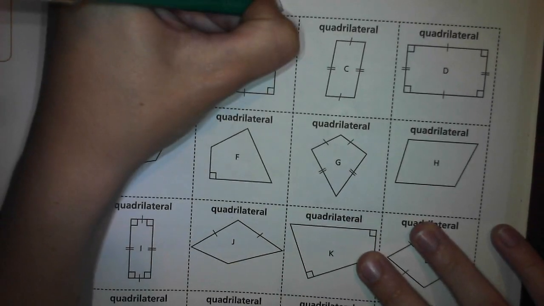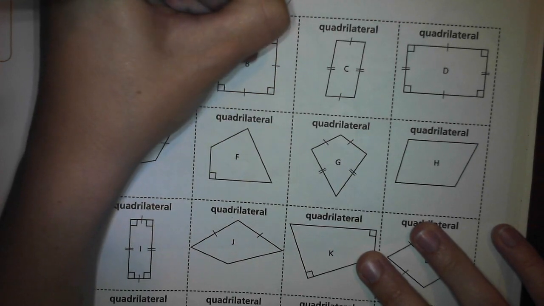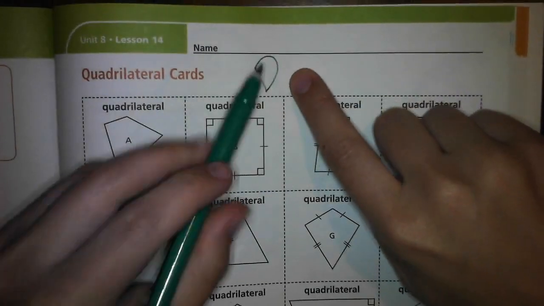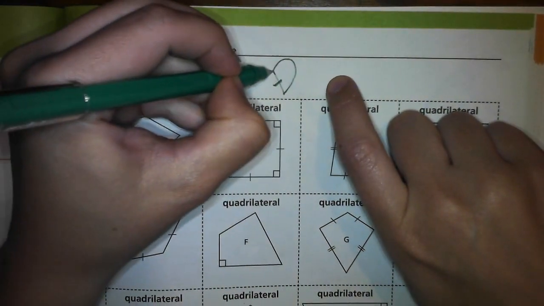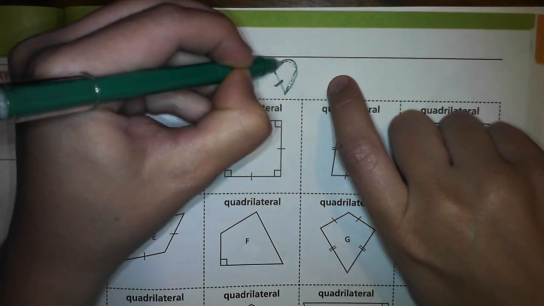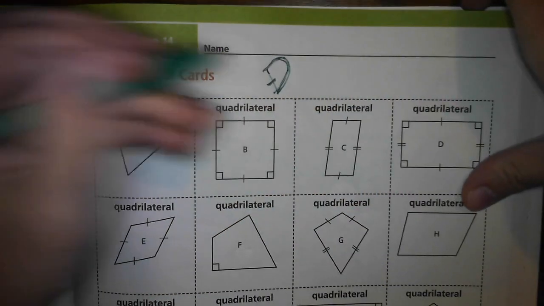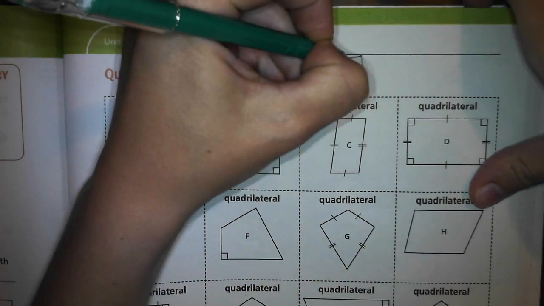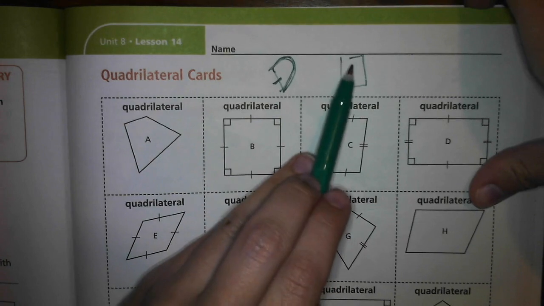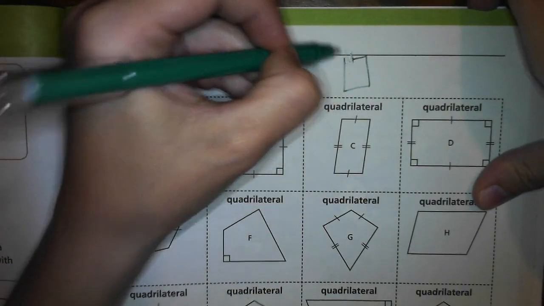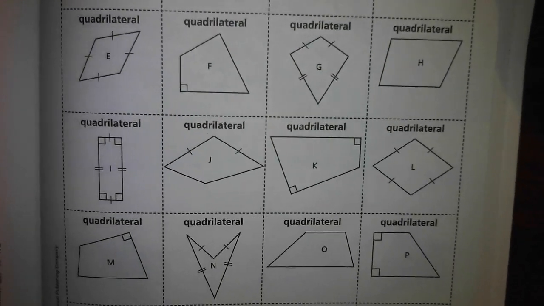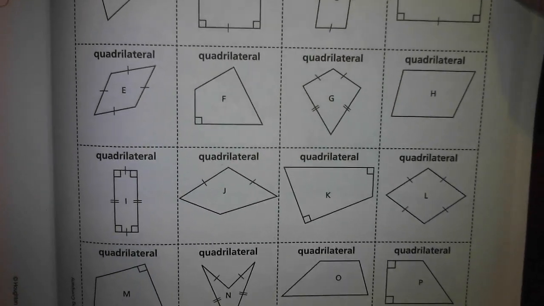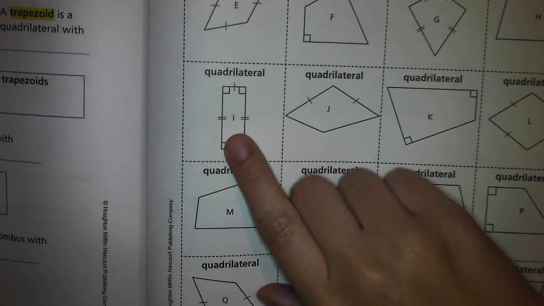So this is not a quadrilateral. Because first of all, it only has one side. And this is not a line segment. This is a curve. So that can't work. Same way that this is not a quadrilateral because it's open. It's not closed. So you can see that quadrilaterals can look many different ways. Let's look at quadrilateral I.